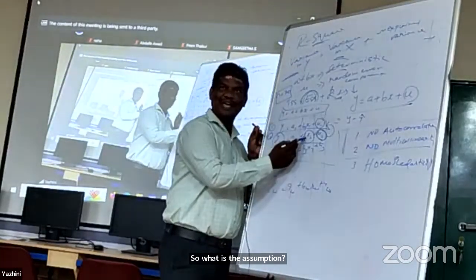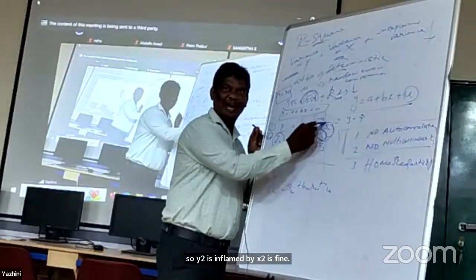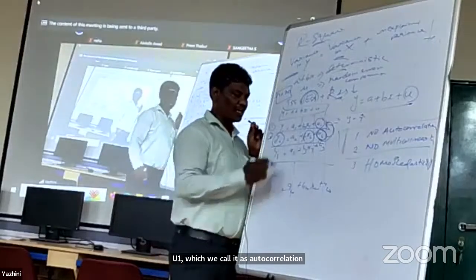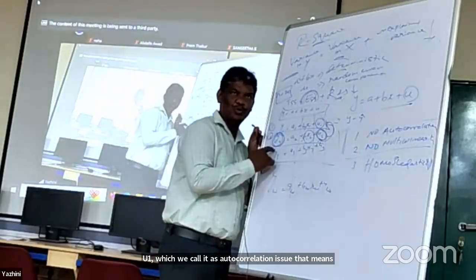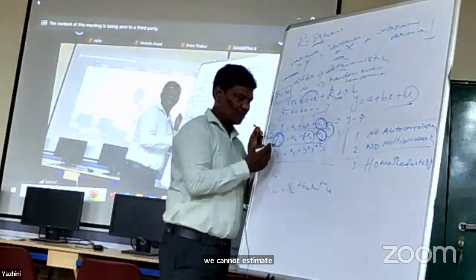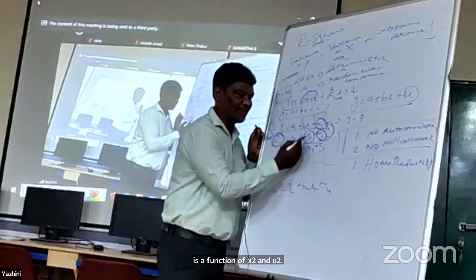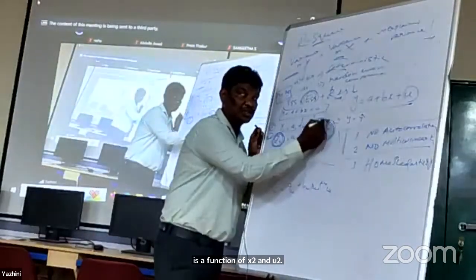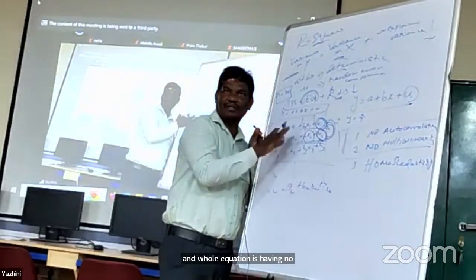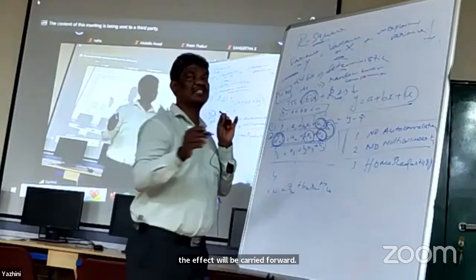So Y2 is influenced by X2, which is fine. But what is the problem? Y2 is influenced by U1, which we call the autocorrelation issue. That means we cannot estimate Y2 cleanly. Why? Because Y2 is a function of X2 and U2. But since U2 is also influenced by U1, the interdependent effect will be carried forward. So that should not be there. That is the assumption.